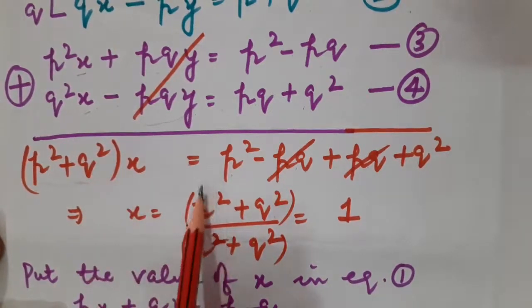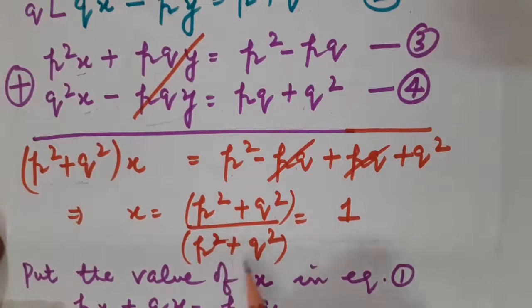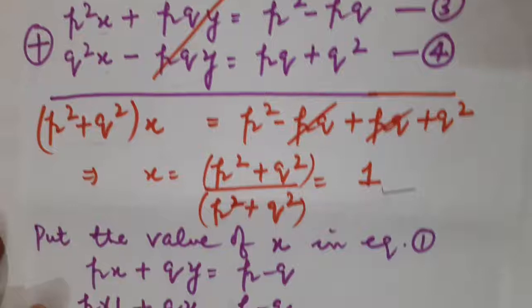This P square plus Q square is multiplying with x. When it goes to the other side of equal to, it will be divided. So definitely it will be written at the denominator place. P square plus Q square both are going to be cancelled. So you have got 1. So the value of x is 1.